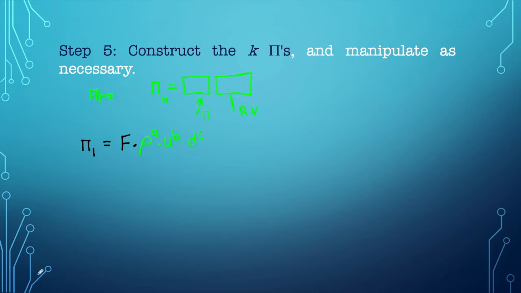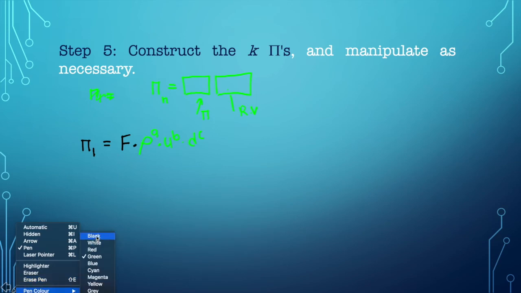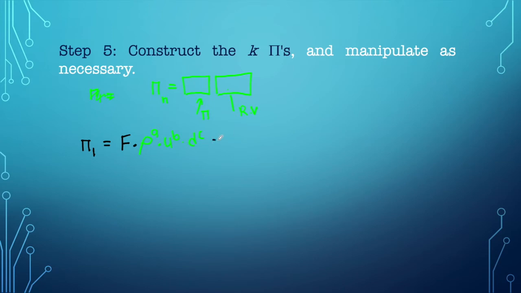Equal to, we know that we have three primary dimensions. So we have M, we have L, and we have T. So make the power of each of these dimensions to 0. So M to the power of 0, L to the power of 0, T to the power of 0. So that is your first pi.